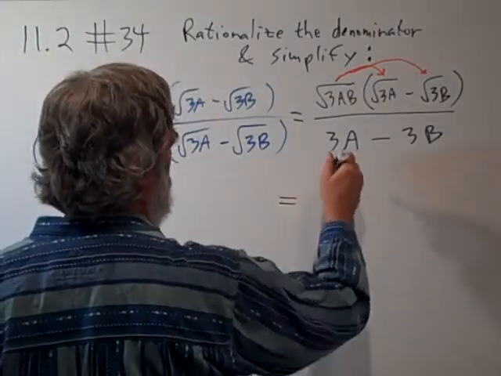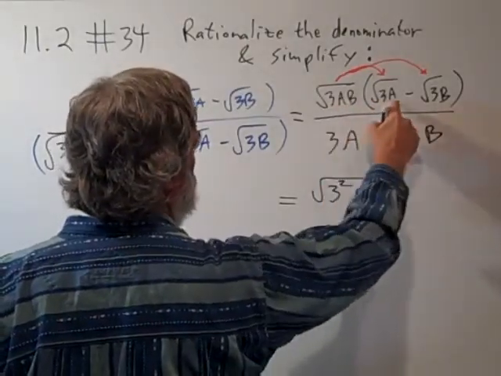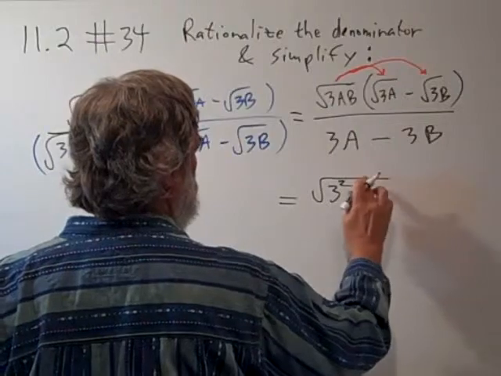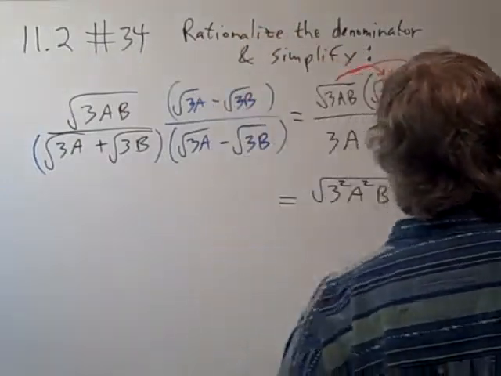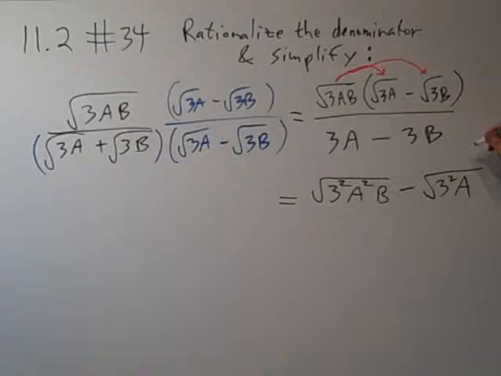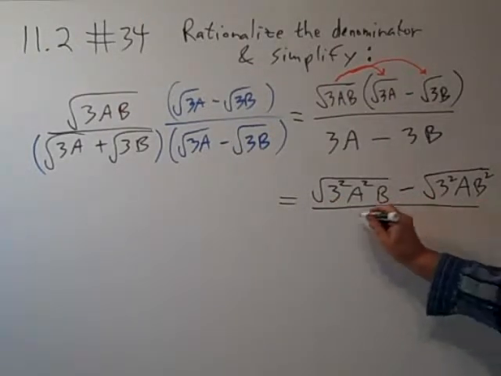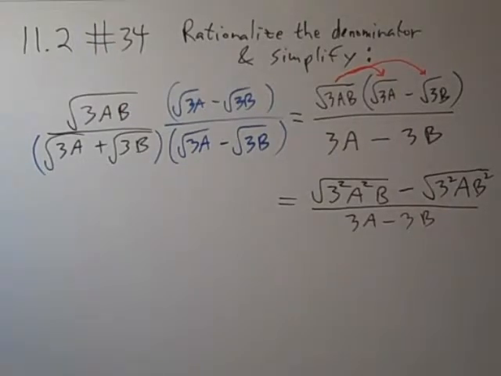So what we get here is radical 3 squared a squared b times b, minus radical 3 times 3, which is 3 squared, times a times b squared, minus the 3b down here. And now let's simplify each of the two radicals in the numerator.